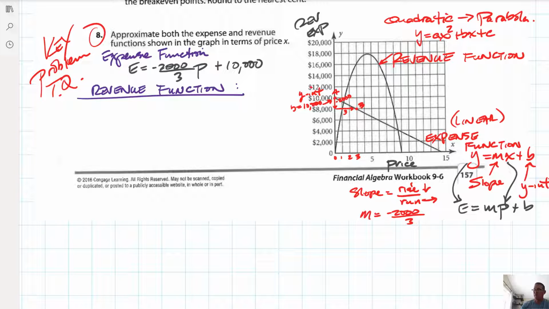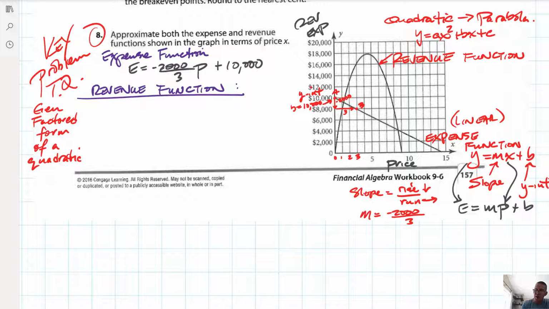Okay, so we want to write the revenue function, which is a quadratic function, but we're not going to use standard form. We're going to use what's called general factored form. I'm going to write that down off to the side. So, general factored form of a quadratic. And we're going to use this because it's a lot easier.